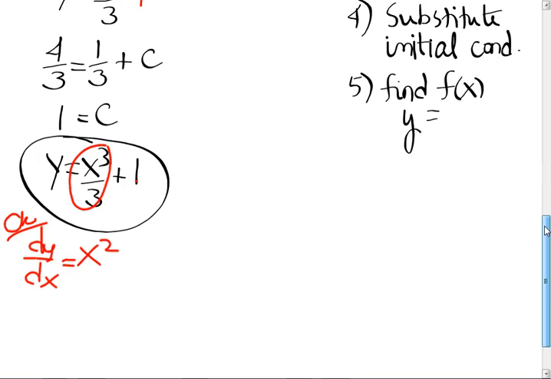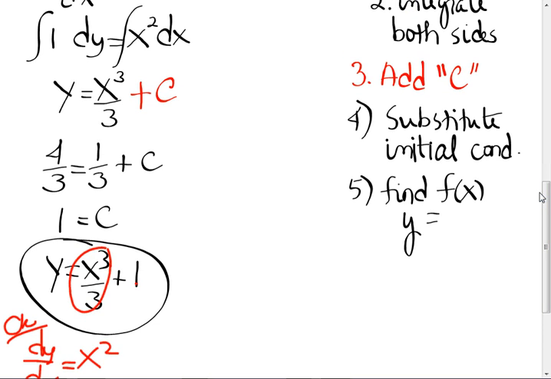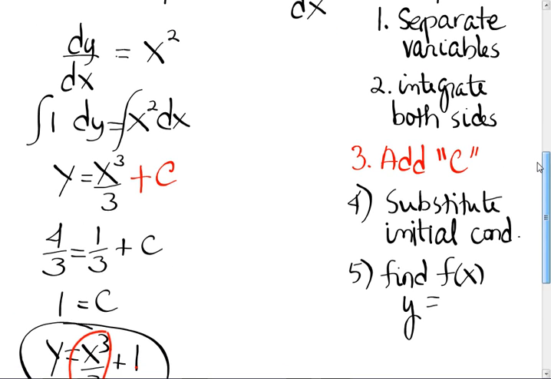Okay, guys? Adding C is the third point, and I want to be kind of consistent here. And substituting in so that you could find C is the fourth point. The fifth point is finding C and solving for Y. This is the work one.